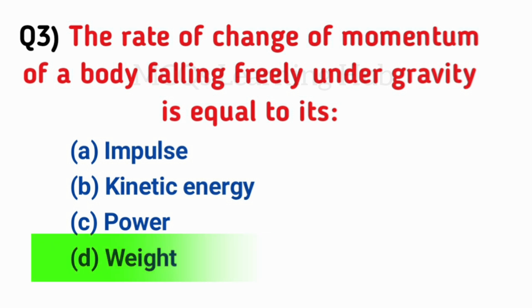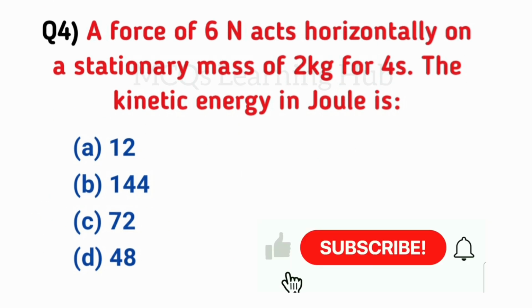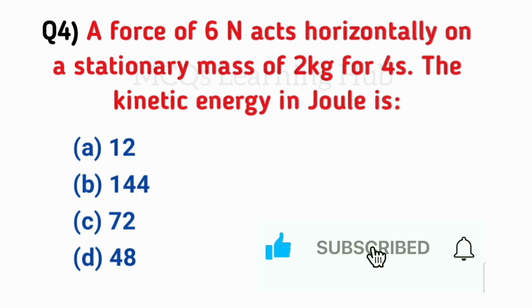Option D is correct. A force of 6N acts horizontally on a stationary mass of 2 kilograms for force. The kinetic energy in joule is.